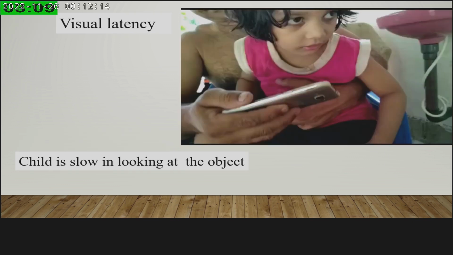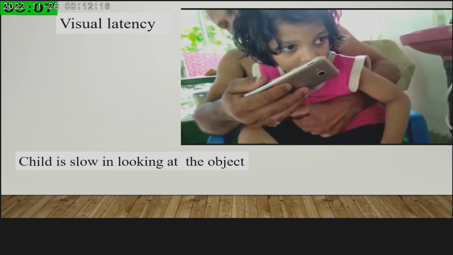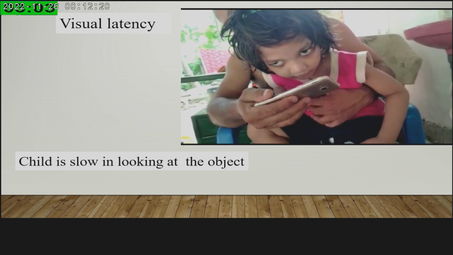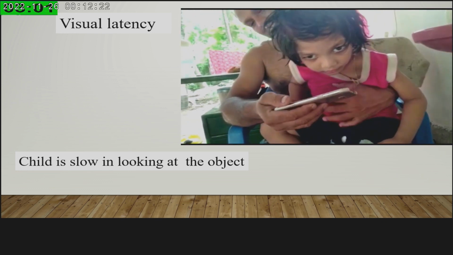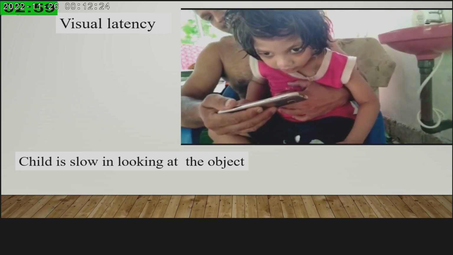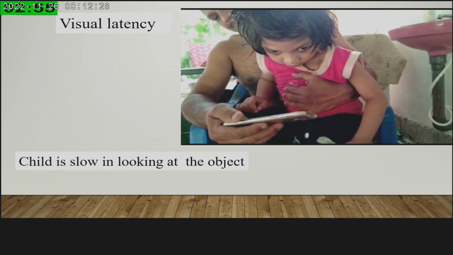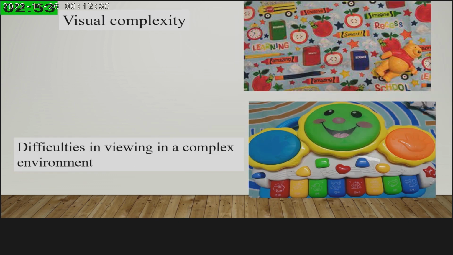Usually they are slow to process visual stimuli, like this child who takes her own time to look at the favorite video in the mobile phone. So this is called visual latency. These children have problems in playing with visually complex scenes.